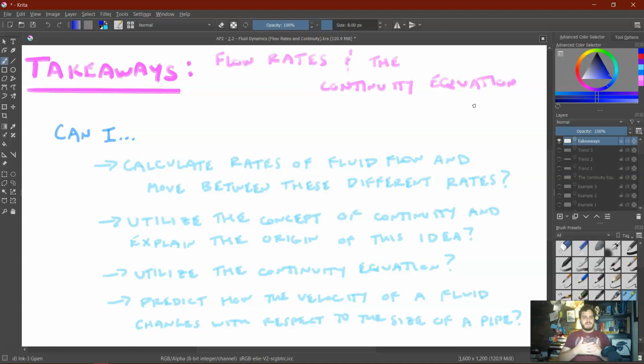Can we then utilize the continuity equation? Well, that meaning if it's incompressible, we can do A1V1 equals A2V2, where those V's are our velocities, not our volumes. And can we predict how the velocity of a fluid changes with respect to the size of a pipe? Wider pipe, fluid moves slower. Narrower pipe, fluid moves much faster.